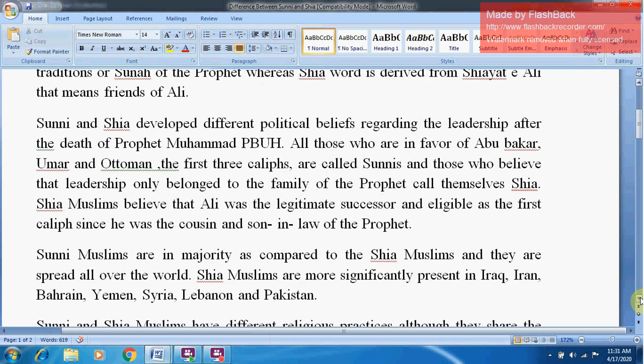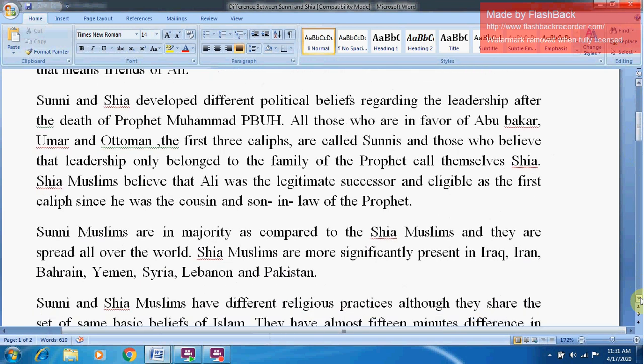Sunni and Shia developed different political beliefs regarding the leadership after the death of the Prophet Muhammad, peace be upon him. All those who are in favor of Abu Bakr, Umar, and Usman, sometimes written as Othman and sometimes Usman, the first three Khalifas, are called Sunnis, and those who believe that leadership only belonged to the family of the Prophet call themselves Shia. Shia Muslims believe that Ali was the legitimate successor and eligible as the first Khalifa since he was the cousin and son-in-law of the Prophet.